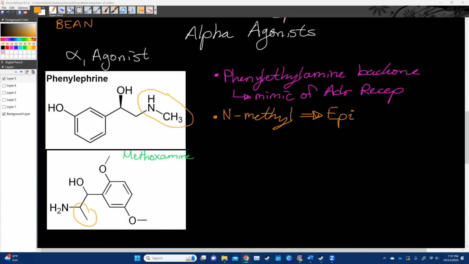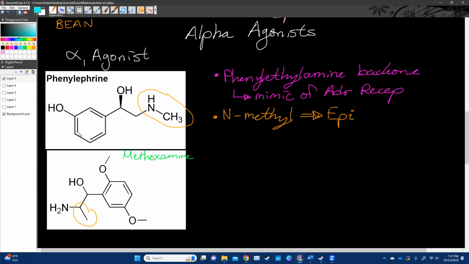Most of them do in one way, shape, or form. We're going to look at a slightly different backbone that ends up mimicking the same thing. What's important to note here is that we are missing this fourth position OH. And it's this lack of the fourth position OH that allows for alpha 1 selectivity.